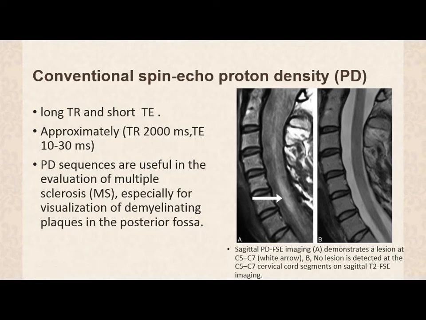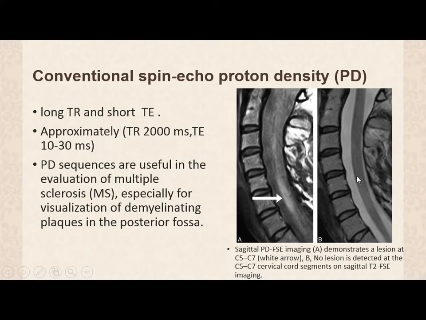Now, there is something called proton density. Proton density is something in between T1 and T2. It's in the middle. It has different criteria. There is long TR, short TE. Not short or long, there is long, short. This is used especially for evaluation of MS, multiple sclerosis plaques. It's demonstrated even better than T2.